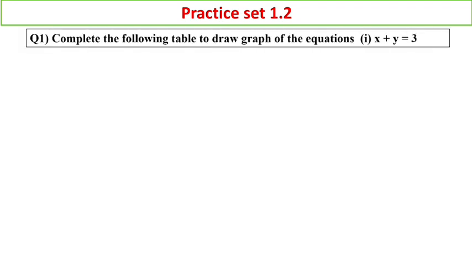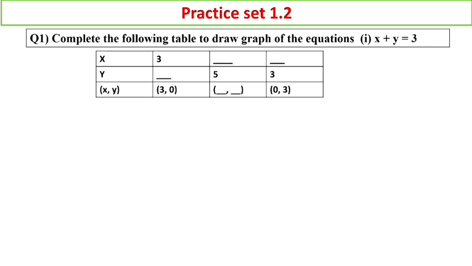Now let's start the exercise. Question number 1 is given in your textbook. Complete the following table to draw a graph of the equation. Here we only have to complete the table. So our equations are given. X plus y equal to 3 in the first activity. So here one box is given, x, y, and x comma y is given. If the value of x is 3, we have to find the value of y, and x, y is given, meaning the first coordinate is for x, the second coordinate is y, and the y value is given 0. So your answer will come 0, first one.